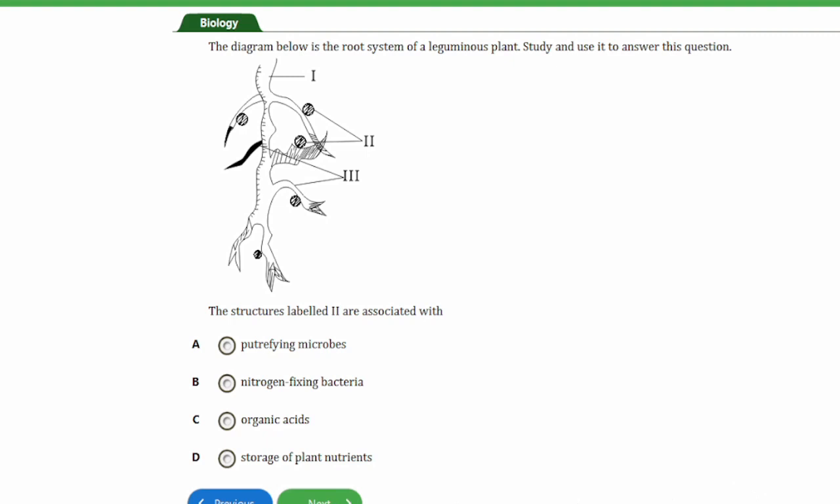It says the structures labeled II are associated with A, putrefying microbes, B, nitrogen fixing bacteria, C, organic acids, D, storage of plant nutrients. So guys, the answer to this question is option B, and that's the nitrogen fixing bacteria. This structure labeled II is actually associated with nitrogen fixing bacteria. The bacteria reside in these plant parts fixing nitrogen, and that's the correct answer to this question, guys.